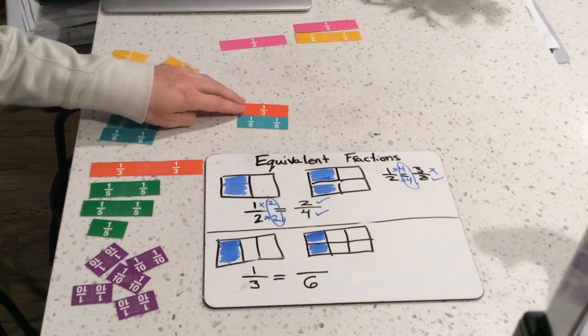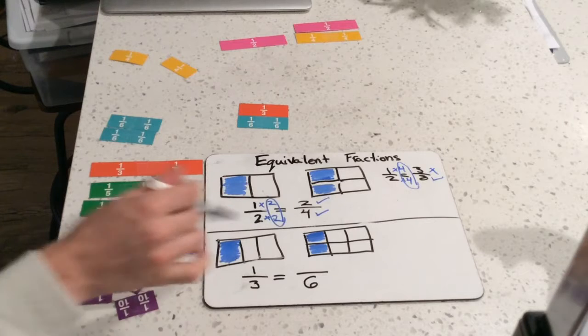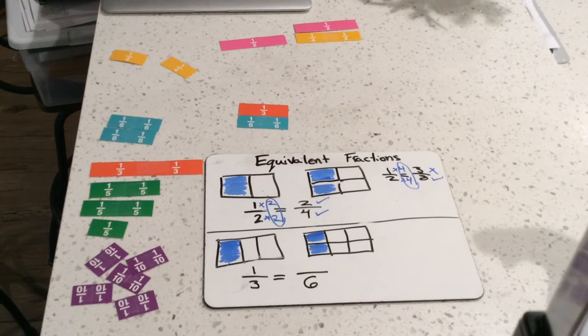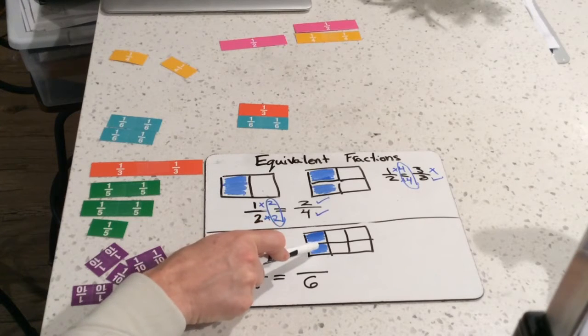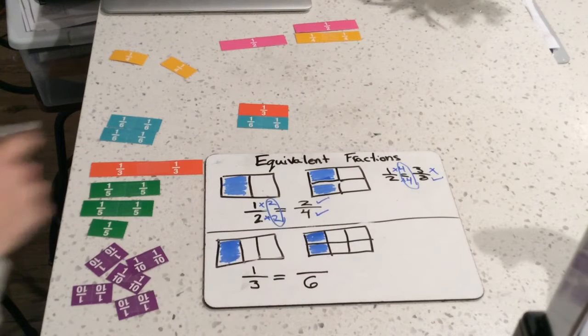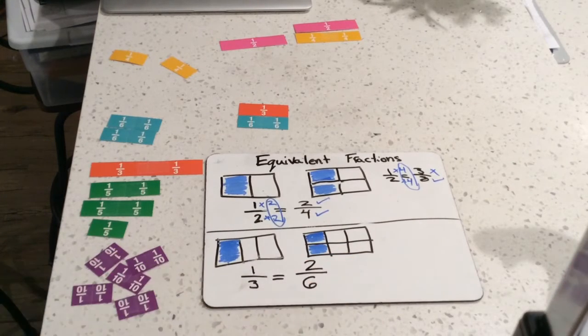And I can prove it using my fraction strips. On IXL today, they are going to be giving you lots of these pictures and it's your job to count the amount of pieces that were shaded in out of how many altogether. So here we have 1, 2 out of 1, 2, 3, 4, 5, 6. So this is showing that 1/3 is equal to 2/6.